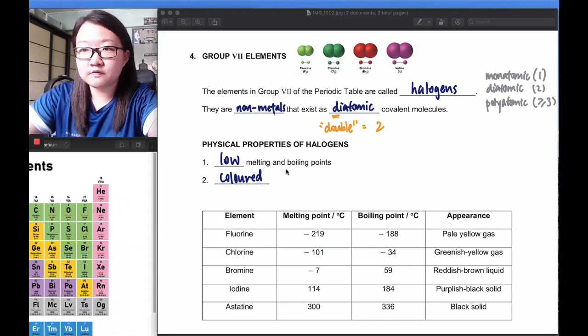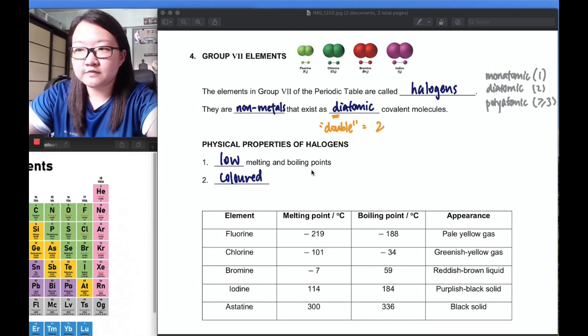In fact, you have seen it in covalent bonding. I'm just going to give you 3 seconds to think about it. Why is it that the halogens have low melting and boiling points? Okay, let's count to 3. 1, 2, 3. If you cannot remember, I suggest you pause this video, have a think about this, and then start the video again, and then I will explain to you.